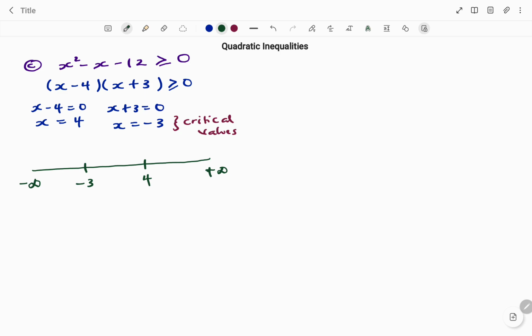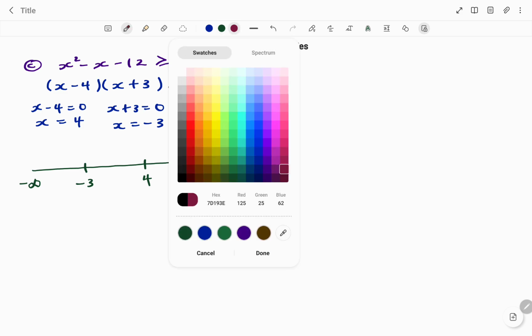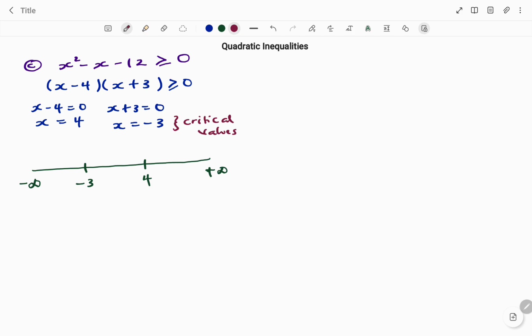Because of our equality sign, I'm not going to test the points minus 3 and 4, because if I put minus 3 into our equation, that already makes that bracket 0, which is true for what we have. So therefore the point negative 3 is true. And if you test 4 in the first bracket, 4 minus 4 is 0. So that also makes it true for x equal to 4.